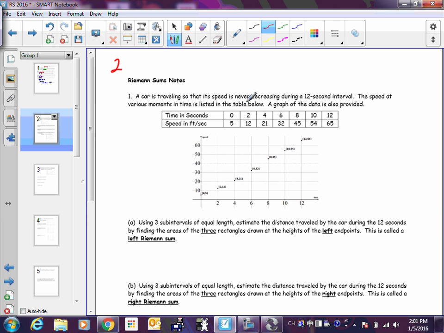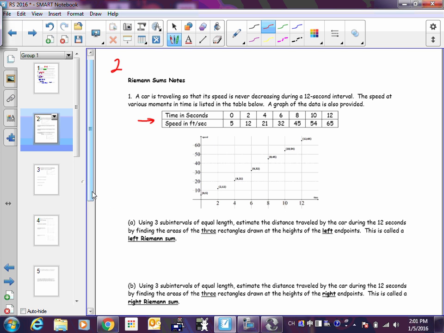A car is traveling so that its speed is never decreasing. Okay, we can see that. The speed is increasing. We're given a table, we can see it. We're given a graph, we can see it. During a 12-second interval, the speed at various moments in time is listed in the table below, and the graph is also provided. Now, in the future, you're only going to be given a table. So, the graph is nice. It's going to help us learn how to do this and kind of make connections. But eventually, you either need to be able to do it without the graph or you need to be able to draw the graph on your own. Okay? But for now, we'll use both of them.